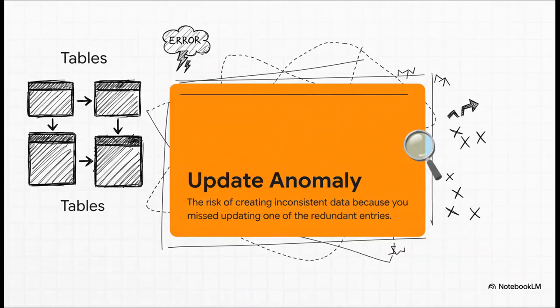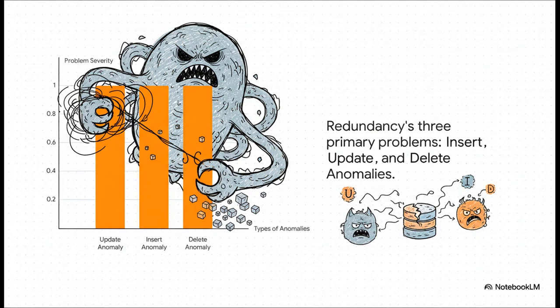And that, right there, brings us to our first official villain. This problem has a name. It's called an update anomaly. That's really just a fancy term for the exact risk we just saw, where one simple update can cause this whole cascade of errors, and suddenly your database is totally unreliable. But here's the kicker. The update anomaly doesn't travel alone. Data redundancy brings a couple of its nasty friends with it: the insert anomaly and the delete anomaly. They're all symptoms of the exact same disease.